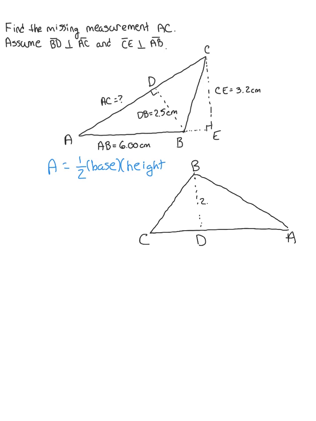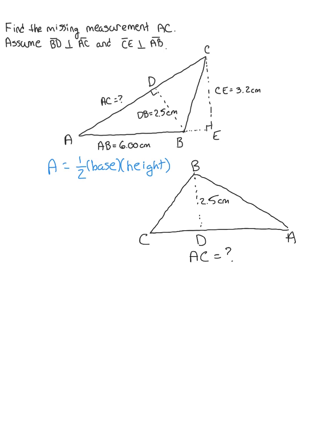And then from here, we have that the height is 2.5 centimeters. And then we would know the area. So the area of this triangle would also be 1/2 times base times height. And conveniently, the base is AC, which is what we're looking for. So if we find the area from the original triangle, we can use that with the second triangle, or the new orientation, to solve for the length of the base, AC. So let's go ahead and do that.